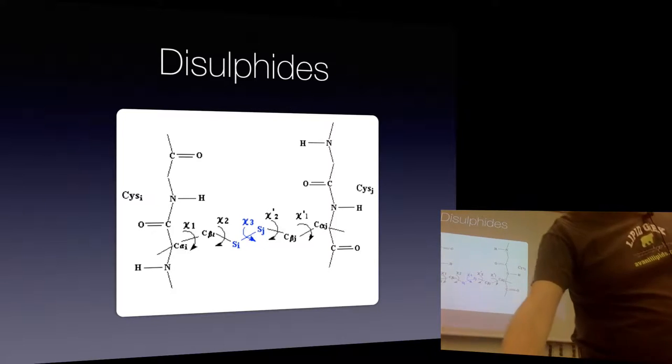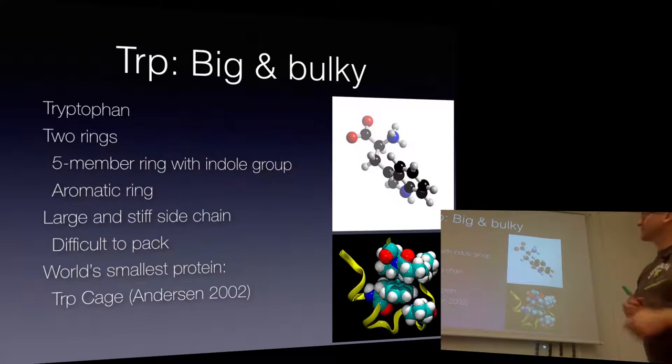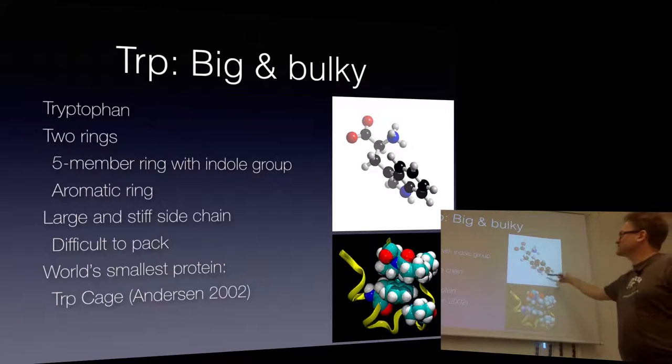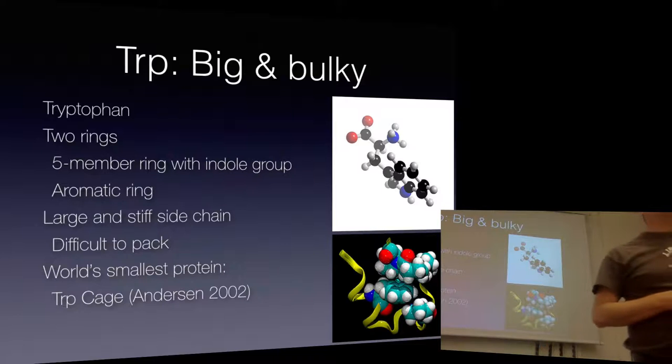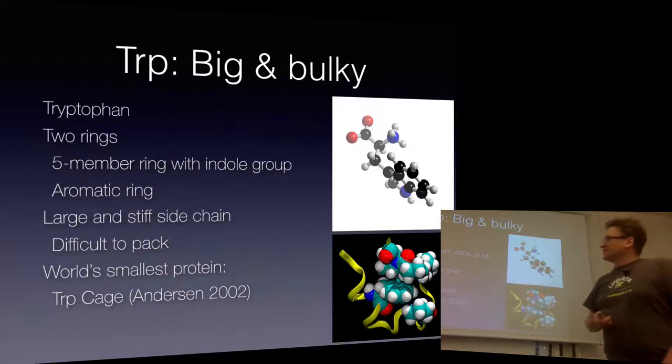And the final residue here is tryptophan. Big, bulky residue. It's an extremely rare residue to have. A normal protein might have one or two of them. And that's simply because they're so large that they're hard to pack in anything. There are two cool things with tryptophan.